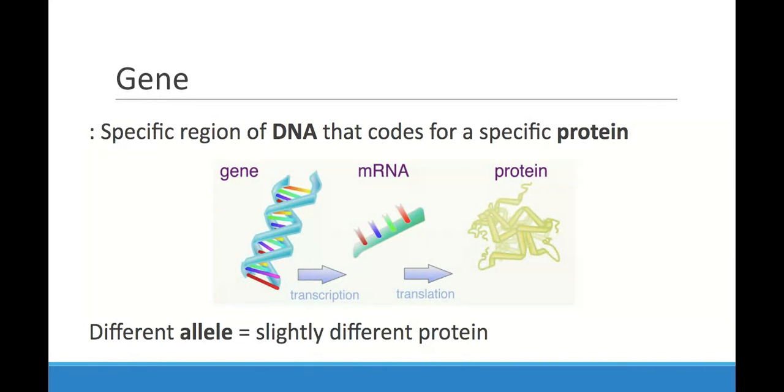If we remember from last week, a gene is a specific region of DNA that codes for a specific protein. If you have a different allele for a certain gene, you'll code for a slightly different protein, and you'll have a slightly different trait than somebody with a different allele than you.